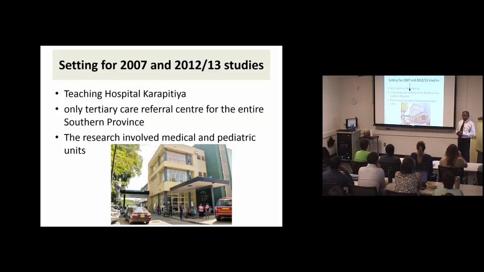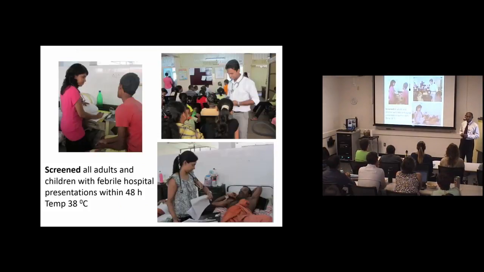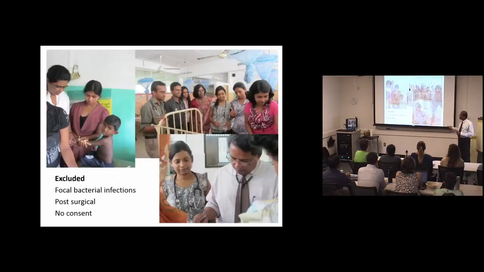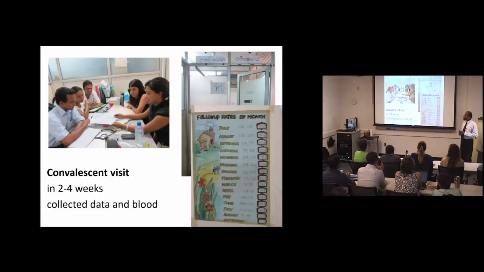So this was the setting for the previous two studies: the teaching hospital in Karapitiya. It is the only tertiary referral care center available for the whole southern province. We did the research involving medical and pediatric wards. This is how we collected samples, with the help of pre-intern medical officers, and their work was closely monitored by the senior research colleagues in our study group. Here we can see we had a separate area in the outpatient department to see the patients. And we obtained samples during the acute stage as well as the convalescent stage.